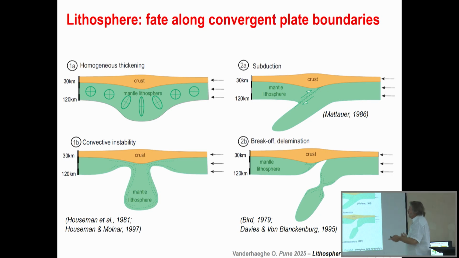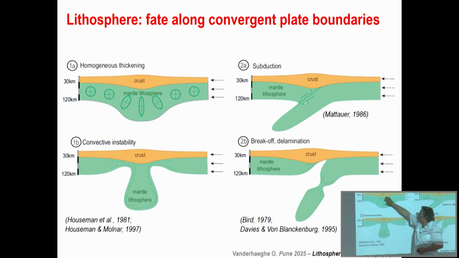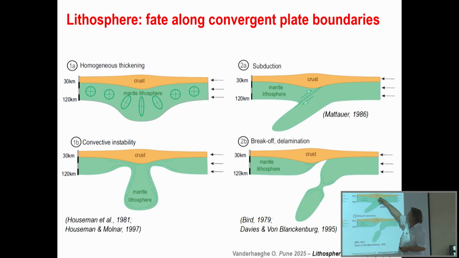So first we have to identify what is the behavior, the fate of the lithosphere along convergent plate boundaries, whereas it thickens homogeneously with the crust and then thins by gravitational instability, or whereas it behaves differently with homogeneous thickening of the crust and decoupling from the lithospheric mantle, where the lithospheric mantle is subducting.